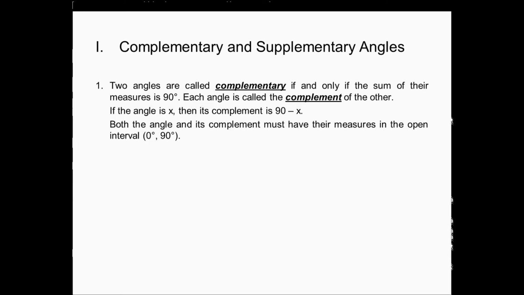So what do these mean? Number one, two angles are called complementary if and only if the sum of their measures is 90 degrees. So something plus something is 90. Each angle is called the complement of the other. So if the angle is x, then its complement is 90 minus x. Number two, both the angle and its complement must have their measures in the open interval 0 degrees to 90 degrees. So notice you can't equal 0, you can't equal 90.